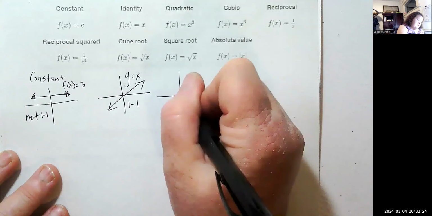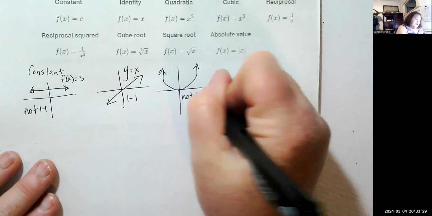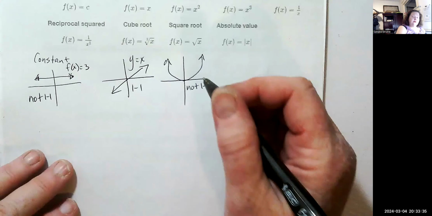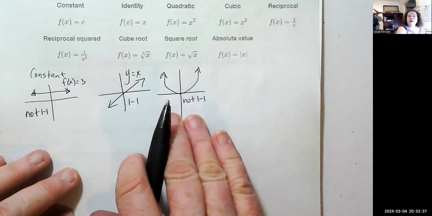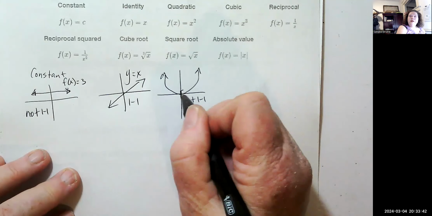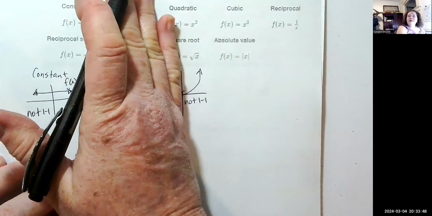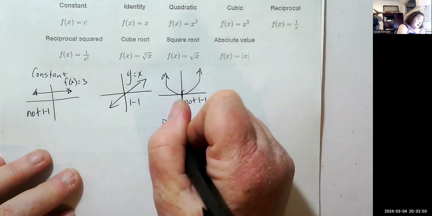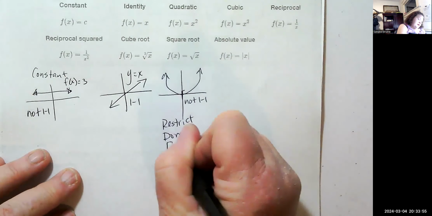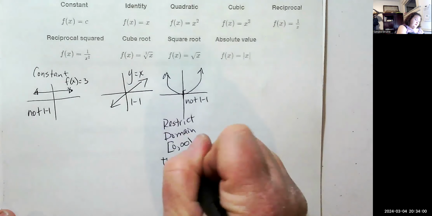Quadratic, they told us not to worry about it, but why wouldn't we? It's not one-to-one. It passes the vertical line test, but not the horizontal. And then we can restrict the quadratic by stopping it right here and only representing everything to the right. So we could restrict the domain to 0 to infinity, and then you would have a one-to-one. Then it is one-to-one. Okay.